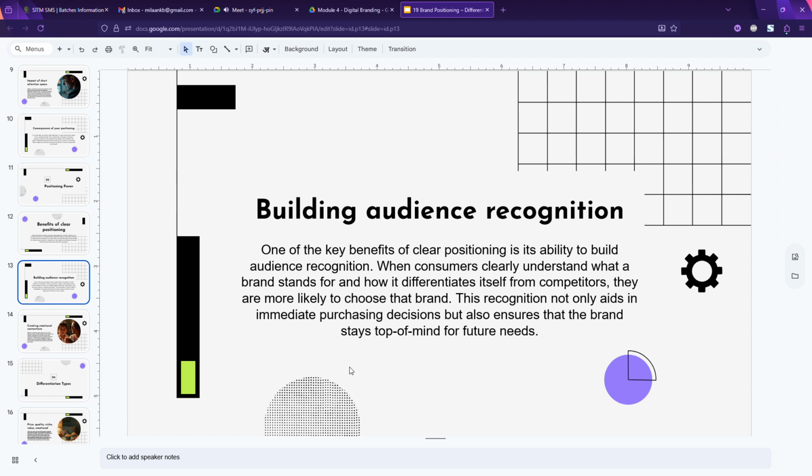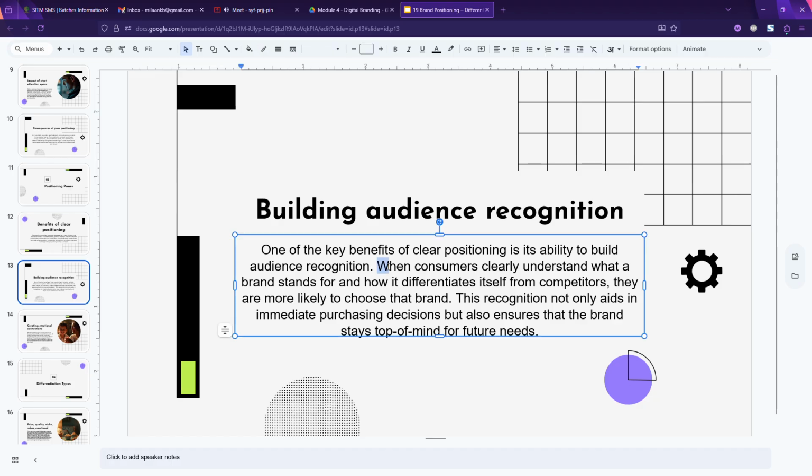Building online recognition. One of the key benefits of clear positioning is its ability to build audience recognition. When consumers clearly understand what a brand stands for and how it differentiates itself from competitors, they are more likely to choose their brand. So brand positioning is also about selling the product or the service. This is true in terms of content creation as well.